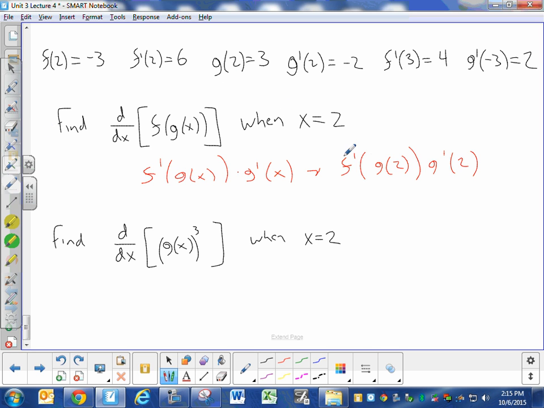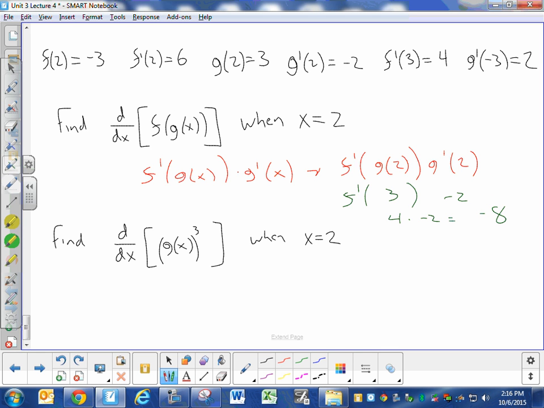Well, watch what happens. I know g of 2 and g prime of 2. G of 2 is 3. G prime of 2 is negative 2, so I got negative 2. I'd have to find f prime of g of 2 to finish off this answer. So that composition means I got to work inside out to find the value. F prime of 3 is 4. So I got 4 times negative 2, which is negative 8.